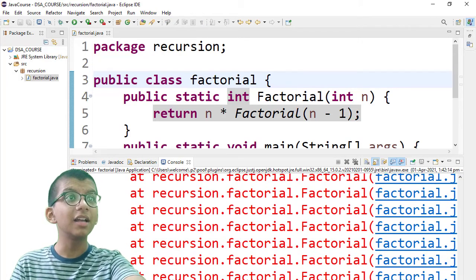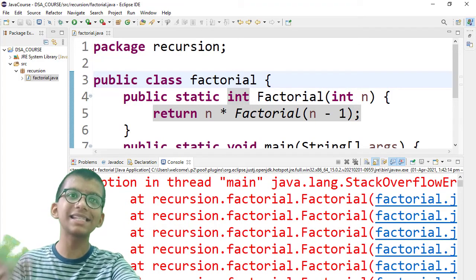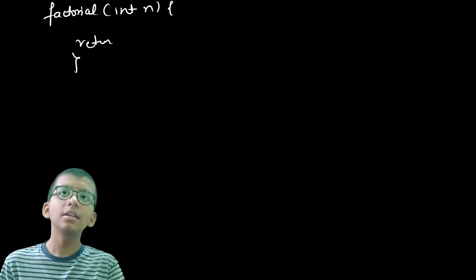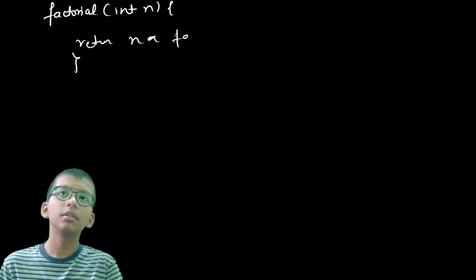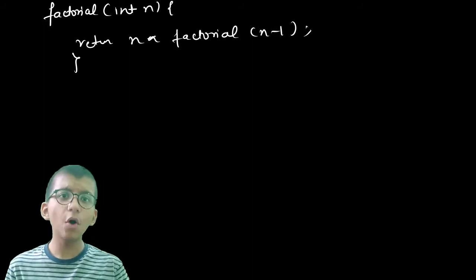It is giving us an error. Let's try to understand a little bit more why it is actually giving us an error. The code we have written is our favorite factorial function. Let me choose a white pen so that it looks good. So we have a factorial which takes input n, and it simply returns n times the factorial of n minus 1. This is what the function is doing.